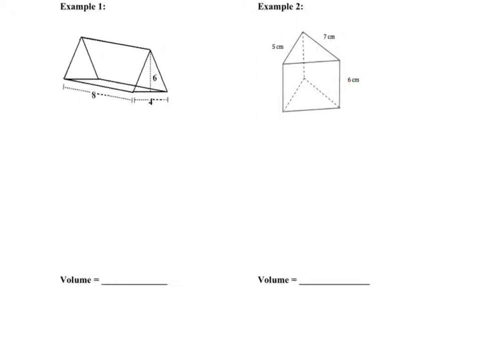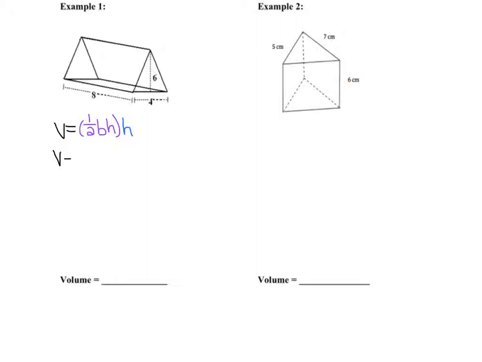So let's look at example 1. We want to identify the solid. And to identify the solid, we look at its base, and the base is a triangle. Therefore, this is a triangular prism. So we're going to use the formula volume equals 1/2 base times height, which is the area of your base, and then you times it by the height of the entire 3D figure. So let's plug in what we know.